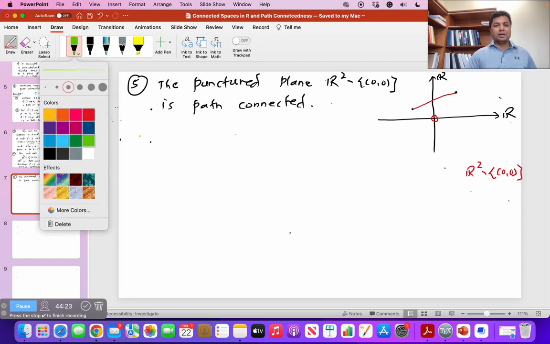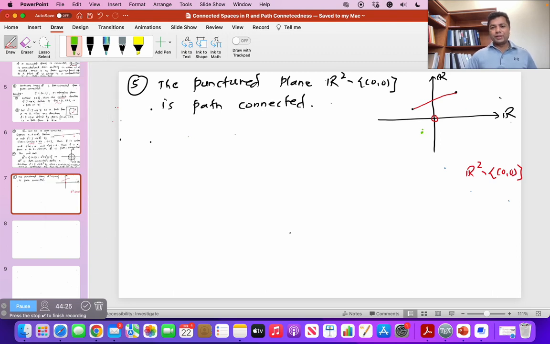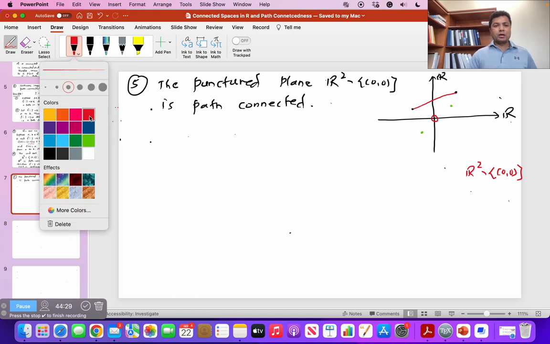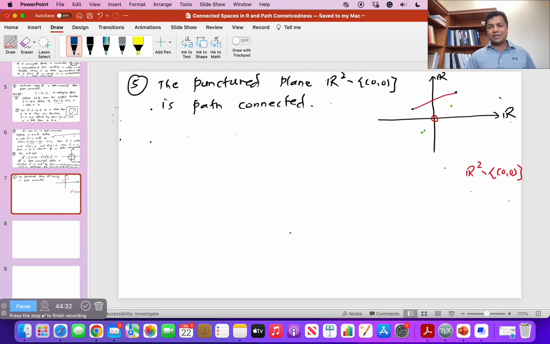For example, let's say I have a point here and another point here. If I choose my path as a straight line that passes through the origin, then there is a hole at the origin, so it's not going to be continuous. So that does not work here. But if you can join those 2 points using a straight line, and the straight line doesn't pass through the origin, that's fine, that's going to be a path for those points.